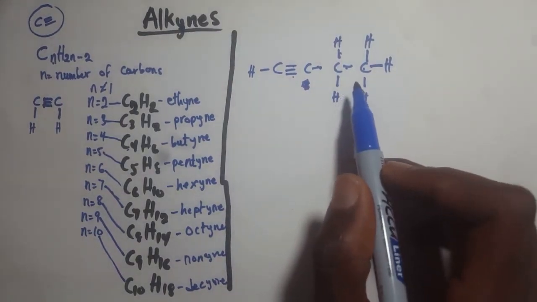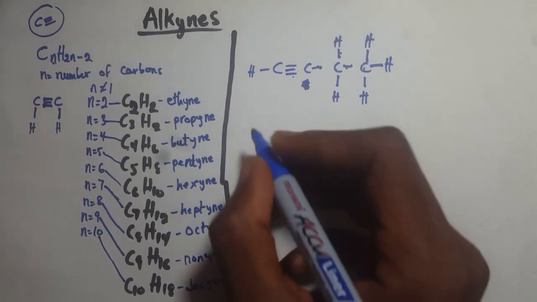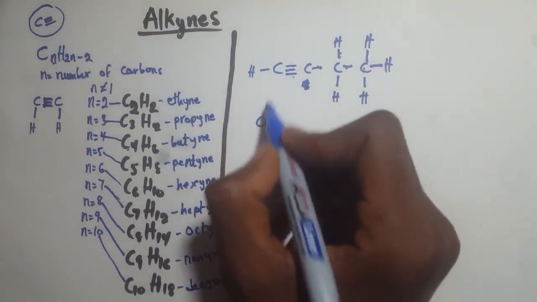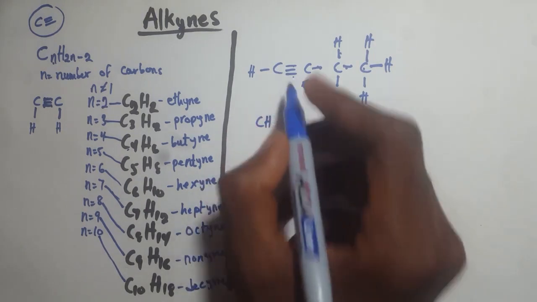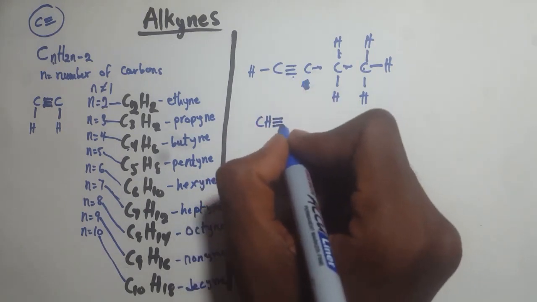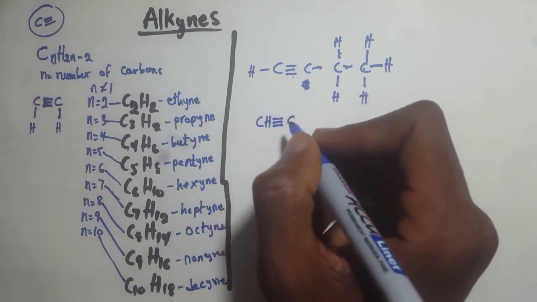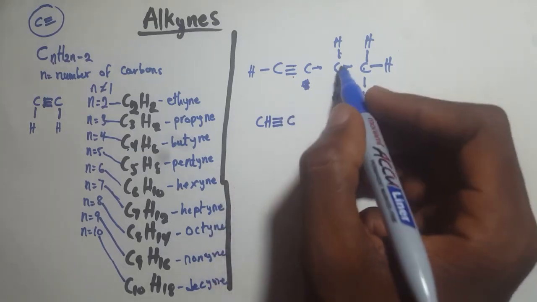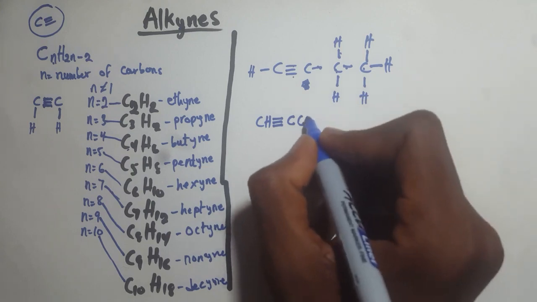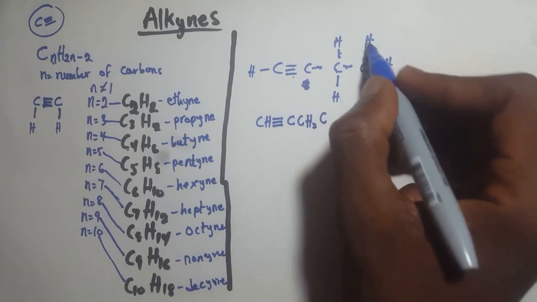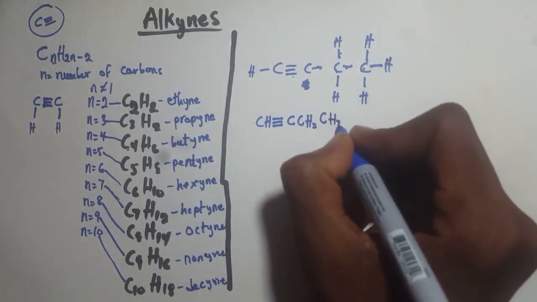Let's look at how we can write the molecular formula. So the molecular formula is going to be CH, this C here, this H here, then your triple bond, 1, 2, 3, then this C, then this C with a H2, then this C with 1, 2, 3, so H3.